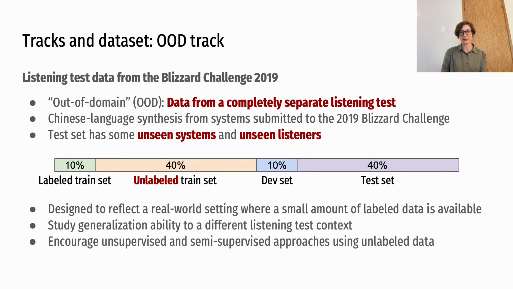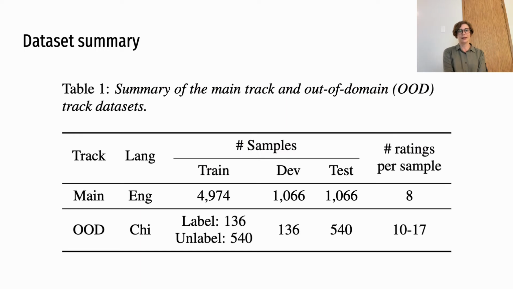We also created a very small labeled training set of only 10% of the total data. These splits were designed to reflect a real-world setting where only a very small amount of labeled data is available. We wanted both to study generalization ability to a different listening test context with only a small amount of data, and also to encourage unsupervised and semi-supervised approaches using the unlabeled audio data. This table shows a comparison between the main and out-of-domain track datasets. As you can see, the out-of-domain dataset is much smaller, with only about 2% of the amount of labeled training data.